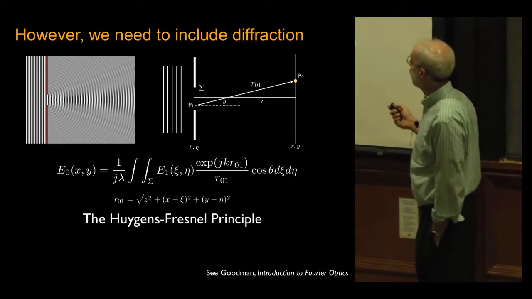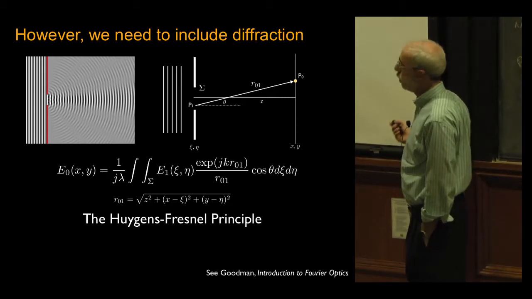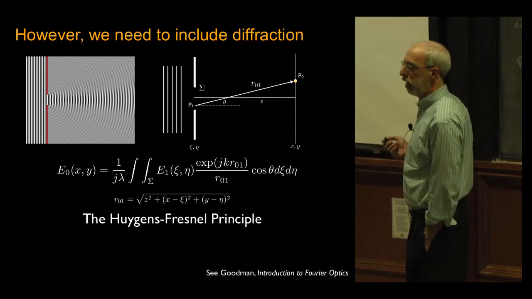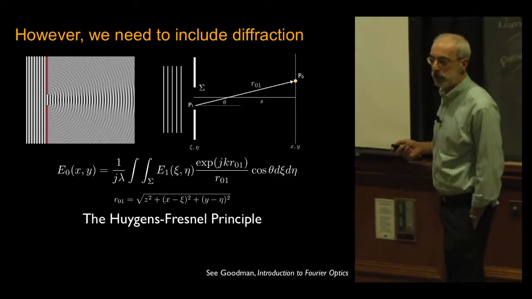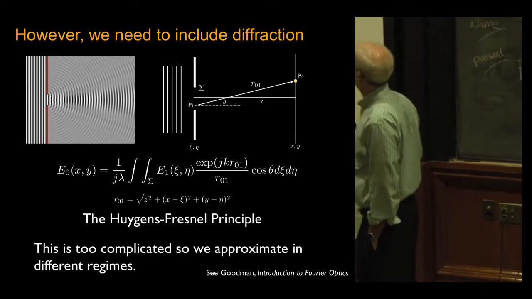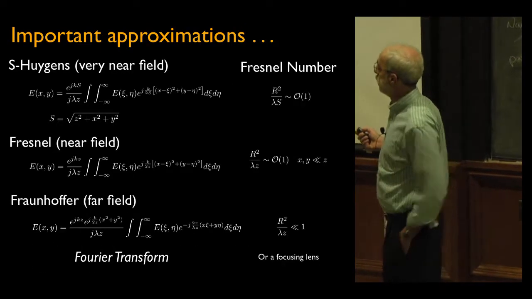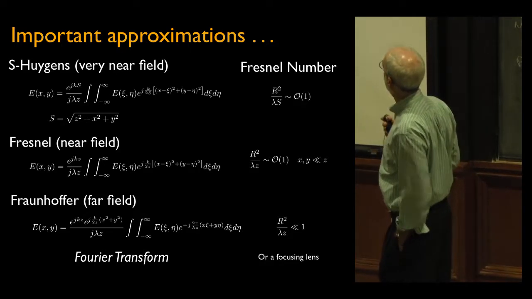We now use a wave. This would be the aperture of your telescope. This, of course, is way too hard to solve any practical problem using this, so we look for certain approximations. And there are several important approximations that are made. The first is in what we call the very near field. If we're really close, we can approximate it by this equation, which I'm not going to spend any time on.